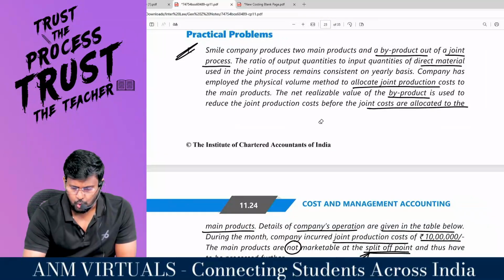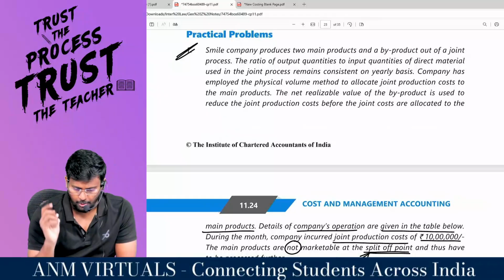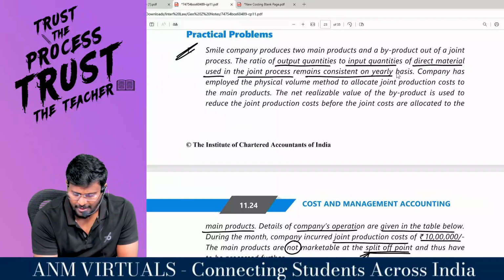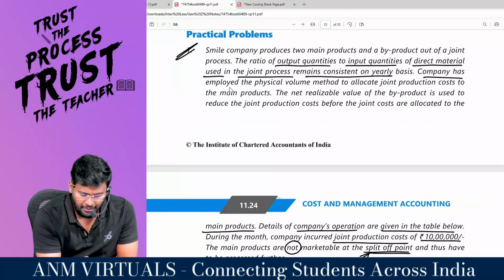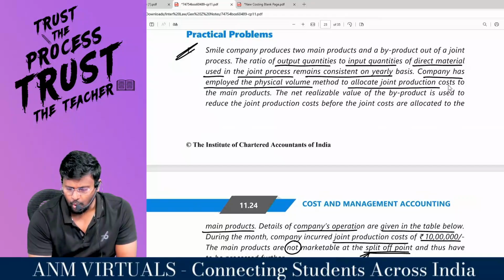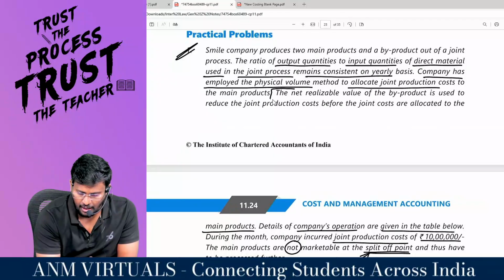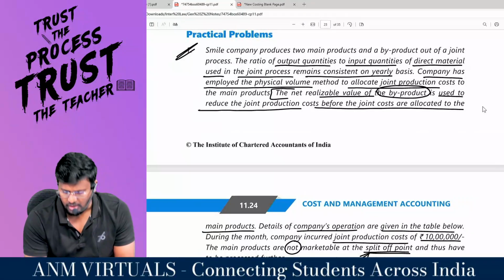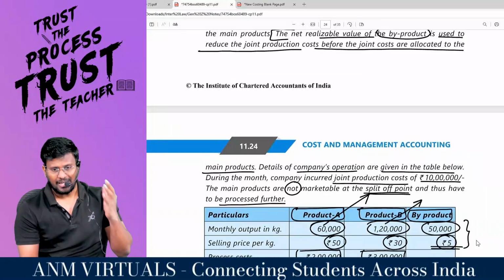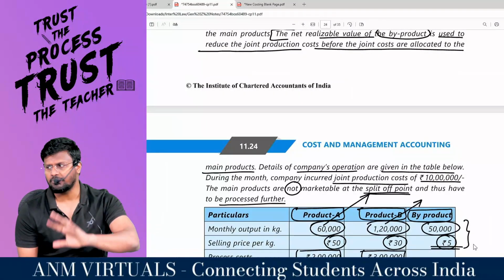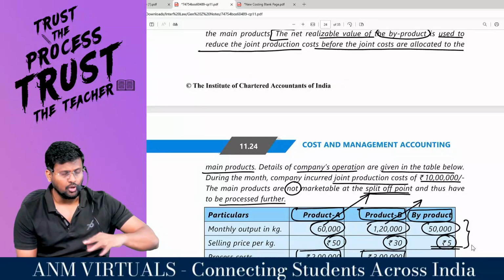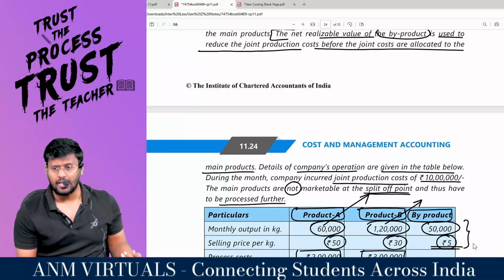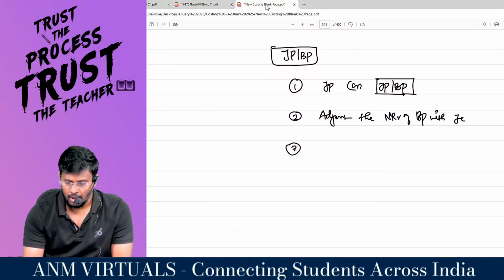Smile company produces two main products and a byproduct out of what process? Joint process. The ratio of output quantity to input quantity of a direct material used in the joint process remains consistent on yearly basis. Company has employed the physical volume method to allocate the joint production cost to the main product. The NRV of the byproduct is used to reduce the joint production cost before the joint costs are allocated to the main product. That means it is a policy of this company to reduce it from the joint cost. So they are not going to credit it to the P&L account. That means they are going to treat the byproduct income as a costing income and not an accounting income. Comfortable? So that is step number 2.